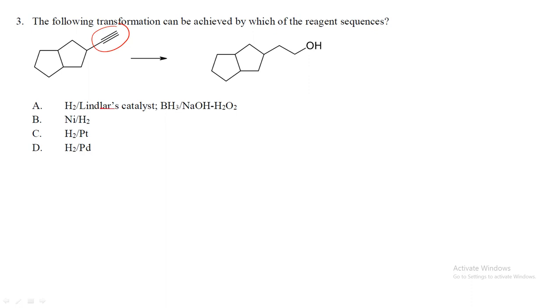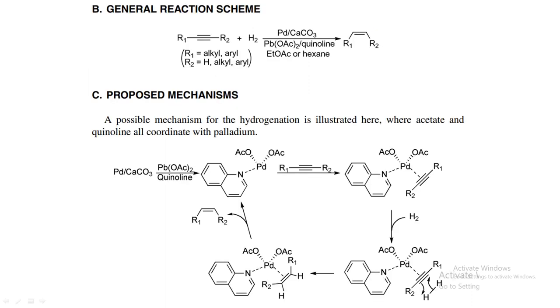Lindlar catalyst I have explained in my previous class, but for a quick recap, this is the Lindlar catalyst, palladium on CaCO3, and catalyst poisons are like Pb(OAc)2 and quinoline. These two catalyst poisons are there to stop the reaction at the alkene form, not doing the further reduction to make it a normal alkane chain. So to stop this, these two catalyst poisons are used.